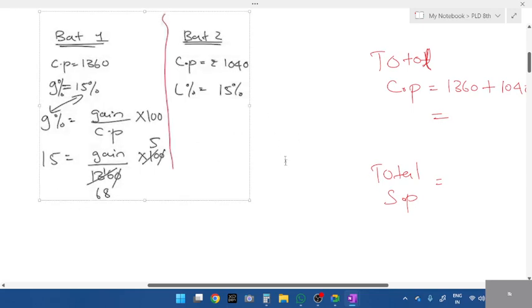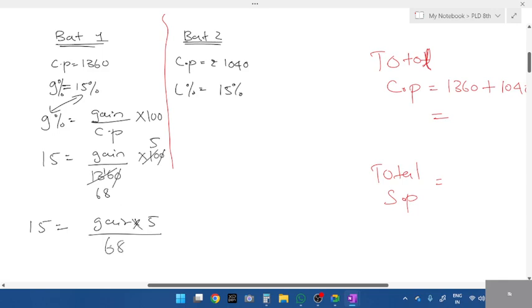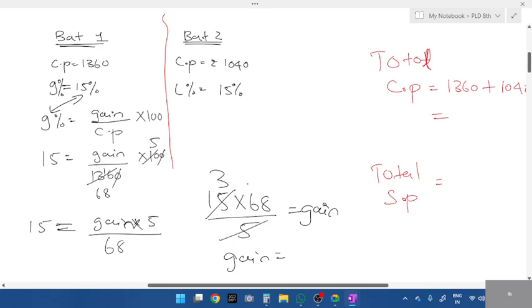Wait, only for the first bat I'll tell you all the calculations, students. The second one you all have to find. Now we have 15 equals gain into 5 divided by... Okay, what happens to 68 if you shift it to the other side? Gets multiplied. What happens to 5 if it goes down? Division. So through this, what are we getting? We are getting the gain value. What's the answer? 5 ones are 5, 5 threes are... What is gain, students? Gain is equal to... I'll do this calculation. 3 8s are 24, 6 3s are 18, 19, 20. What's the gain?